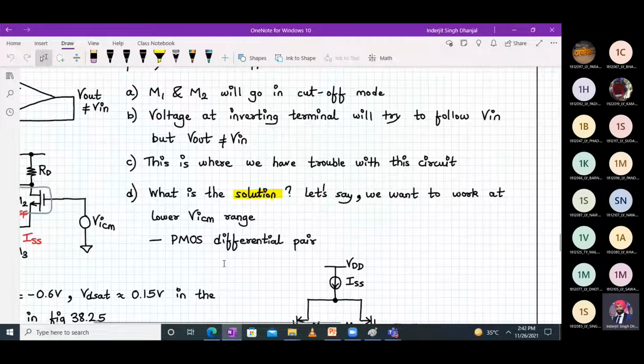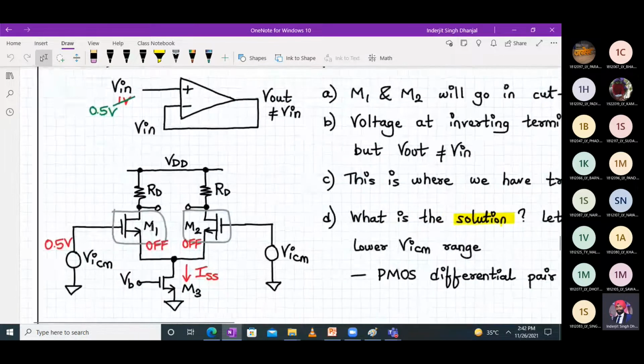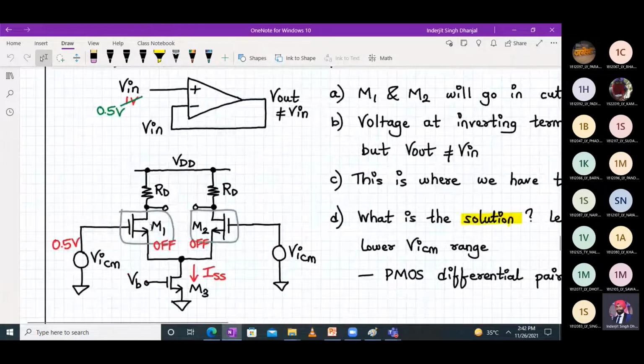You reverse it. Instead of NMOS, you use a PMOS differential pair. So can anyone tell me, how do we draw a PMOS differential pair? How will it look? What will change in the circuit? We have never seen a PMOS differential pair. We have always discussed the NMOS differential pair. So how will it look?